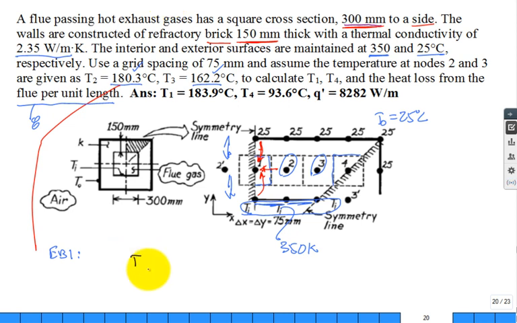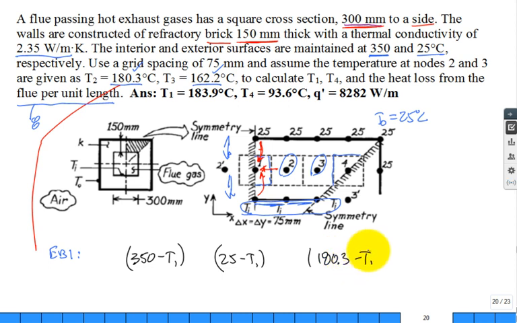I'm going to put 350 because I know that one: 350 minus T1. Then 25 minus T1. And then T2, which is known to be 180.3, minus T1. Now I have to put in my K's, plus K, and that's all equal to 0. I have no heat source. I can tell you right away, the K's are going to cancel in my energy balance.